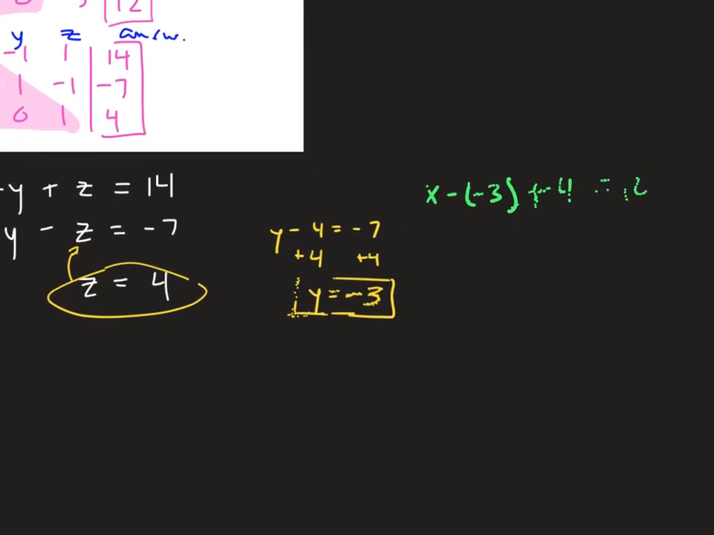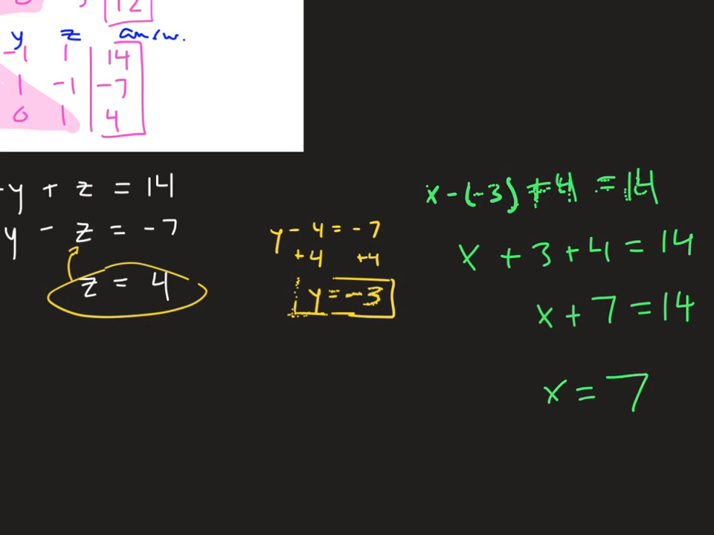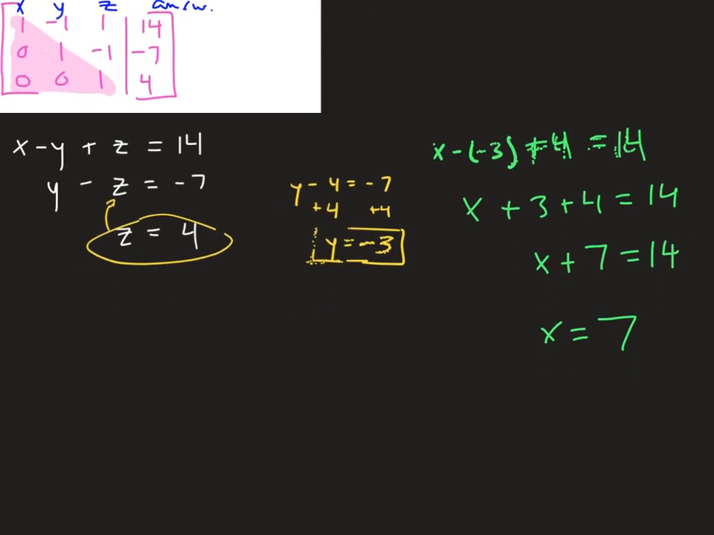So x plus 3 plus 4 is equal to 14. X plus 7 equals 14. And what do we get for x? 7. So we would just write it as a coordinate triple, an ordered triple. So we have 7, negative 3, 4. That's our answer.